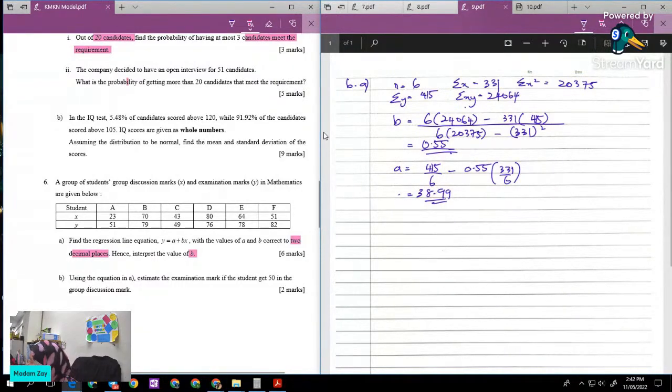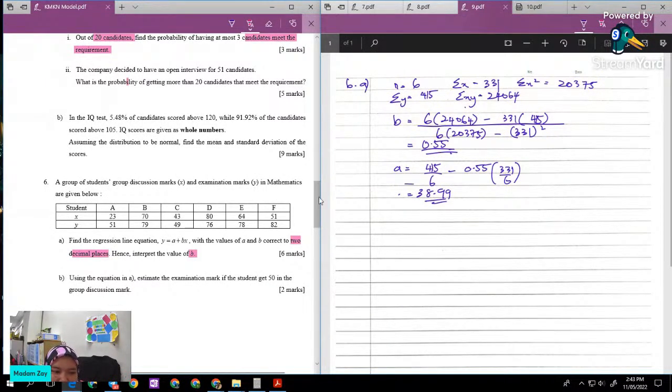Kejap. Kak Alfa, untuk nilai A tu kita ambil B yang dah round off kan? Dia bagi jawapan yang exact value dalam model. Tak ada kan? Memang kita yang round off tu kan? Okay, thank you. Okay, so betul jawapan kita ni yakin. 38.99. Hence interpret the B.